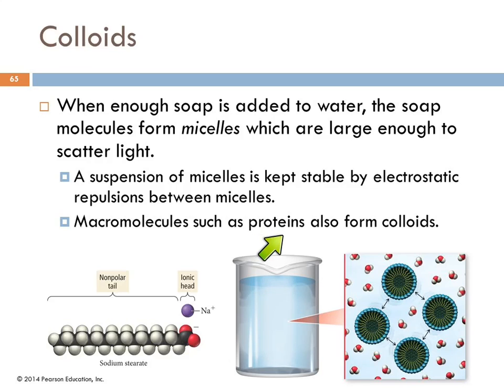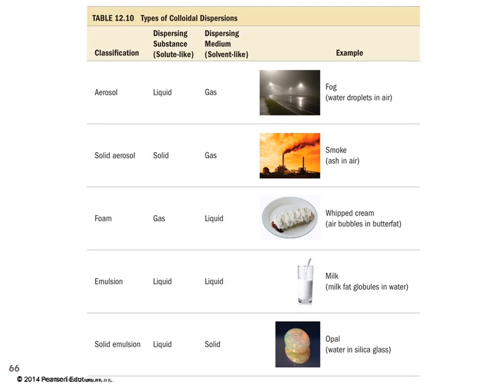Molecules like proteins are called macromolecules because they're really, really big molecules. They also form colloids. They're particles that suspend in water, but it's not truly a solution because the particles are large. There are lots of examples of colloidal dispersions. Fog, we see a lot of that. Smoke, we see a lot of that. Whipped cream, we see a lot of that on the pie, right? Milk.